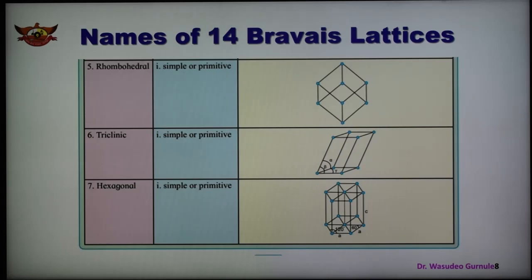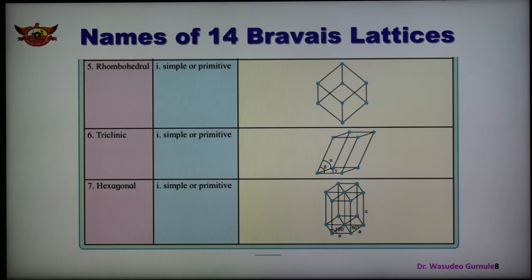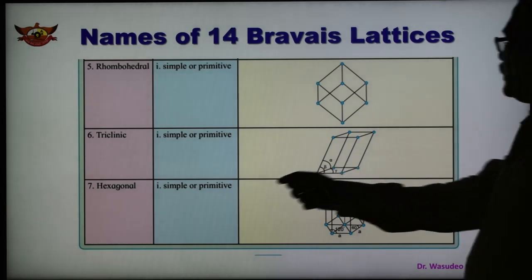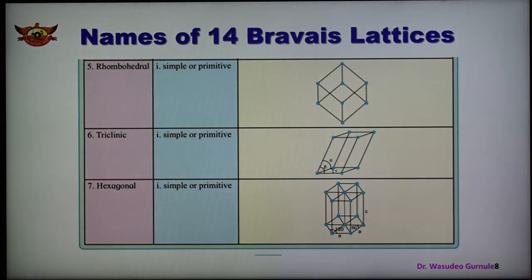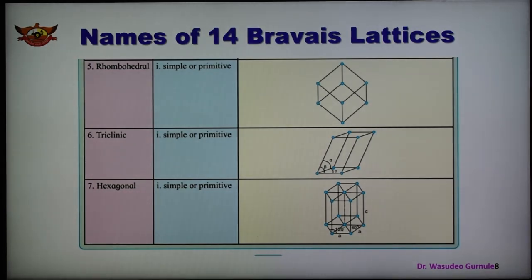Triclinic is also simple and primitive, and this is the arrangement. See, the angles are different and the intercepts are different. This is the arrangement. In case of hexagonal, the 7th, again it is simple and this is the hexagonal type. 6 corners are occupied by the particles here also, forming this type of arrangement. Angles are different and the intercepts are also different. So there are a total of 7 crystal systems and 14 Bravais lattices shown. So all the 14 Bravais lattices are included in the 7 crystal systems.